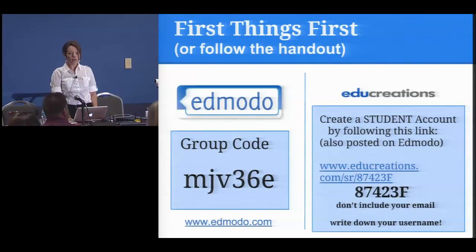All right, one more time. Here it is. Group code for Edmodo, MJV36E. Our Educreations student account first. Don't include your email on the student account. If you did, log out, go back into educreations.com/SR/87423F and create a new student account without an email. Okay? You can have multiple sample student accounts if you want to. But you want to make sure that you don't include the email in that student account so it doesn't try and merge.